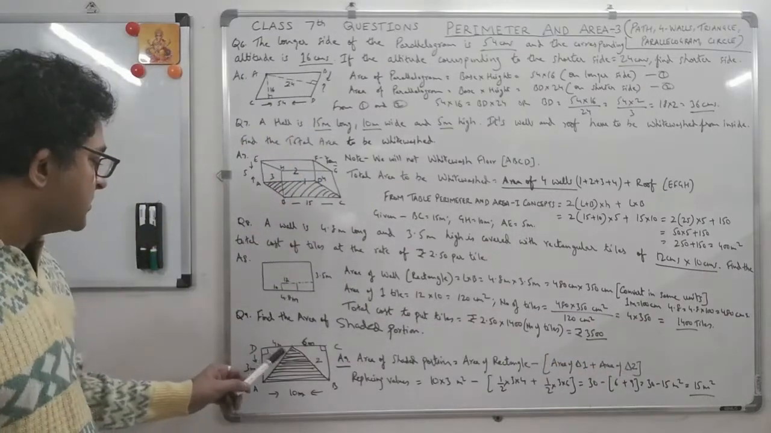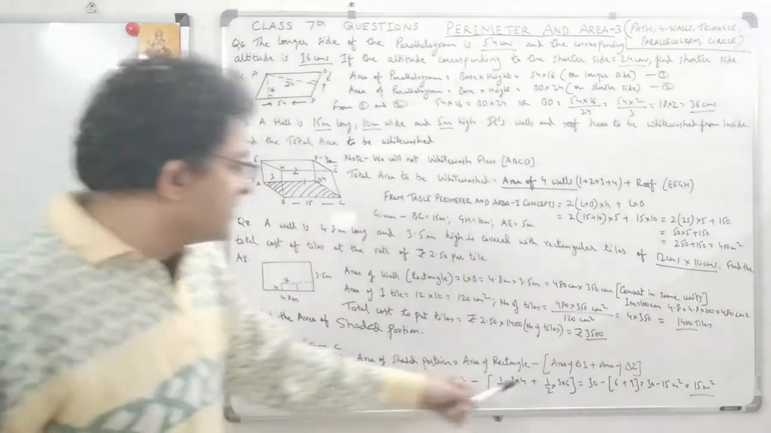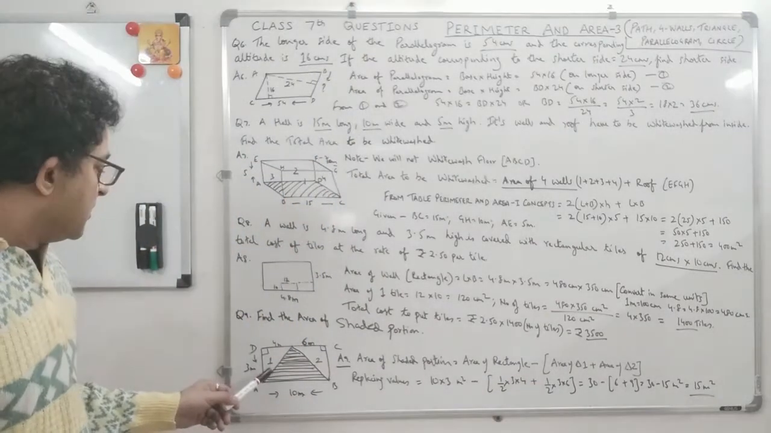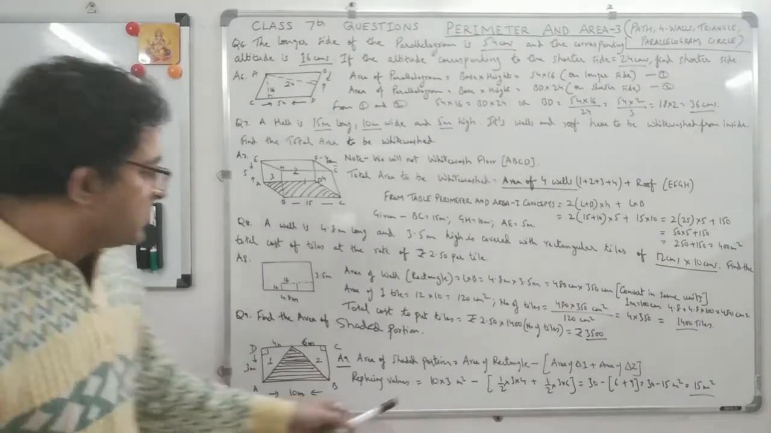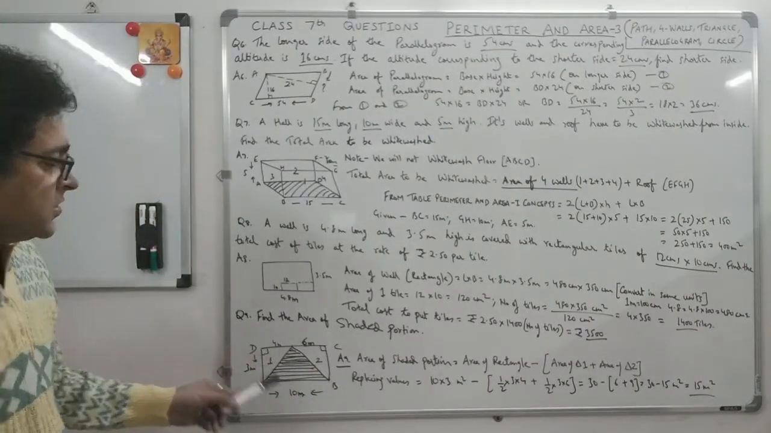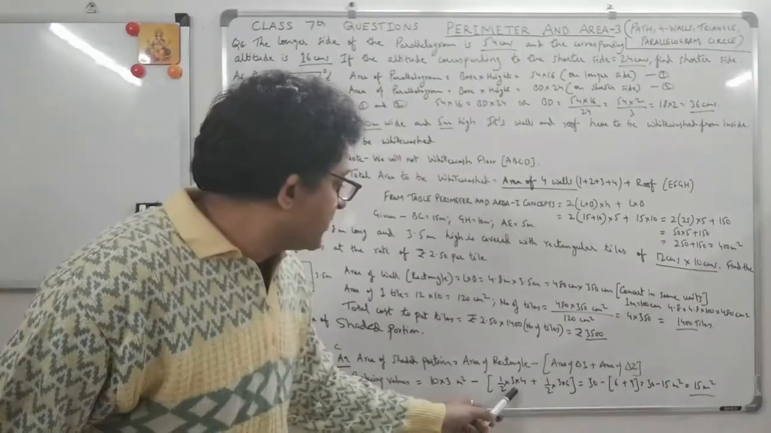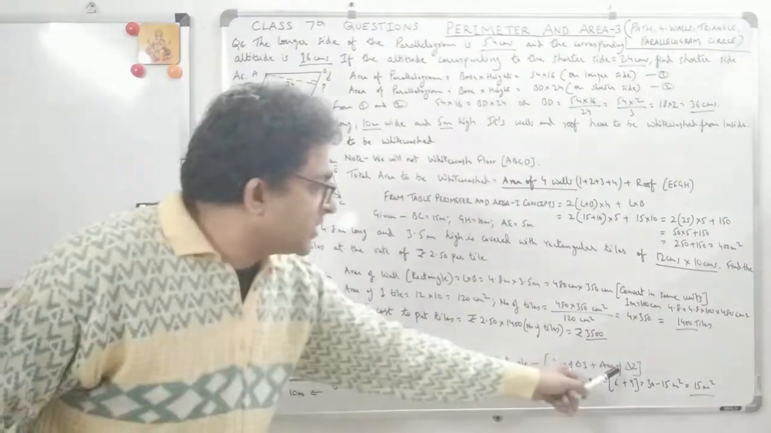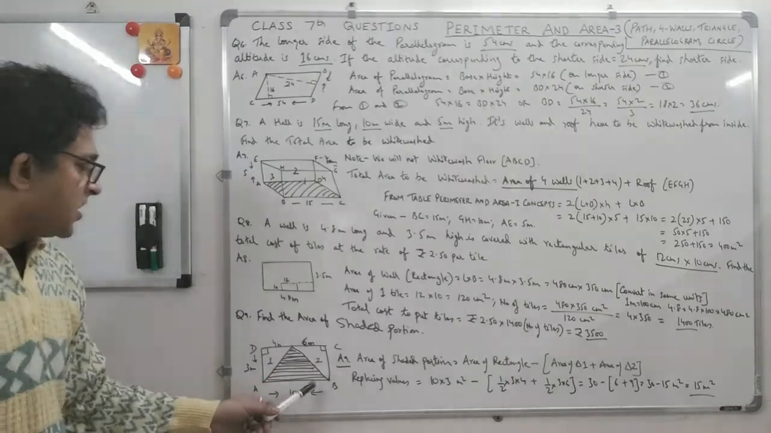These are two triangles, 1 and 2 are triangles. Half base into height, half into base. What is the base for this one? First one, 3 into 4. Height is 4, right? So half 3 into 4 plus half 3 into 6. This is again the second one. So for the second one it is half.